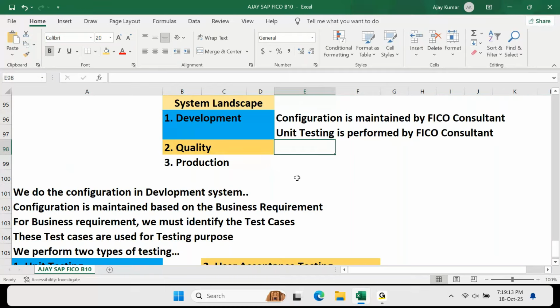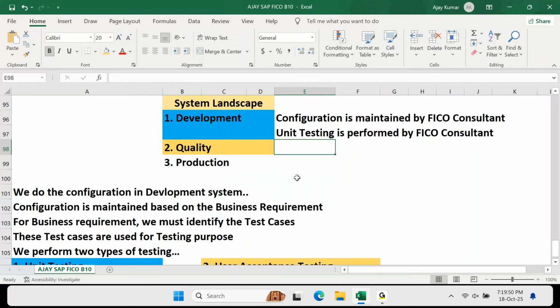Now for you to test, you should have a test case, right? What to test, how to test. You should have clarity, meaning doing the configuration alone is not okay, because it is always backed and supported by the testing. If you're able to do the configuration, but you're not able to understand how testing is supposed to be done, something is really wrong.